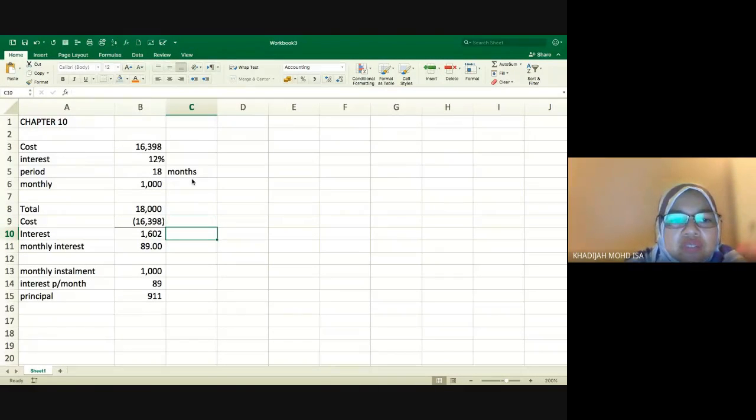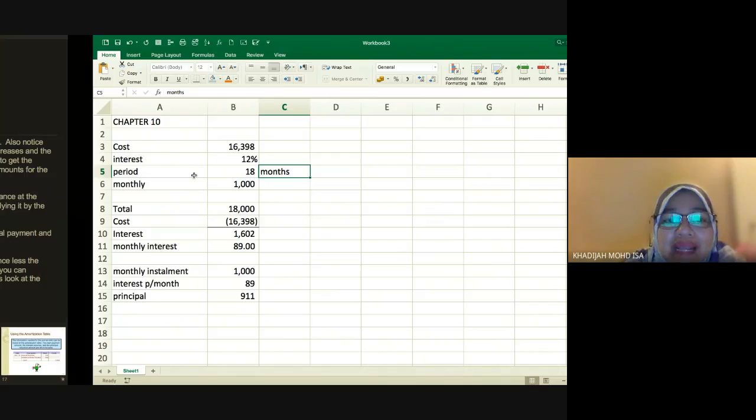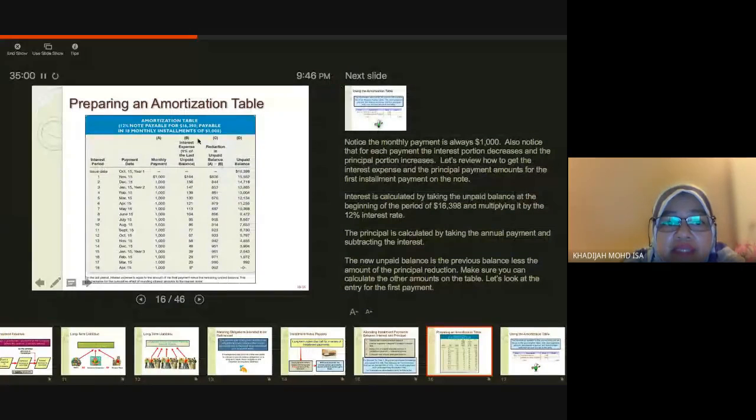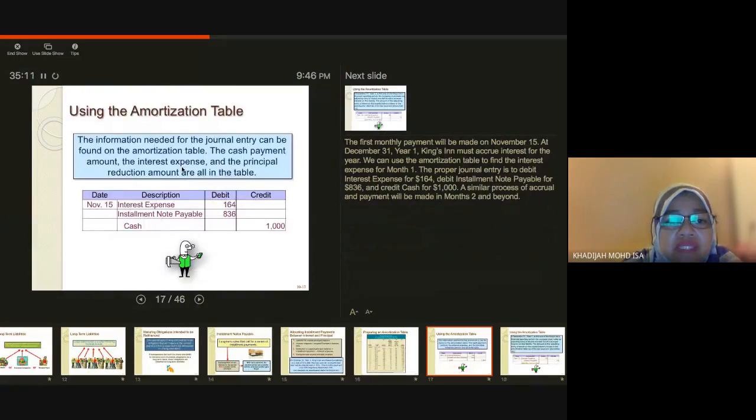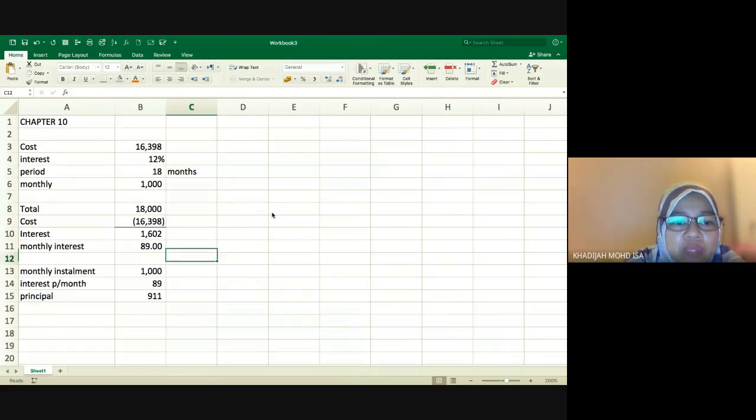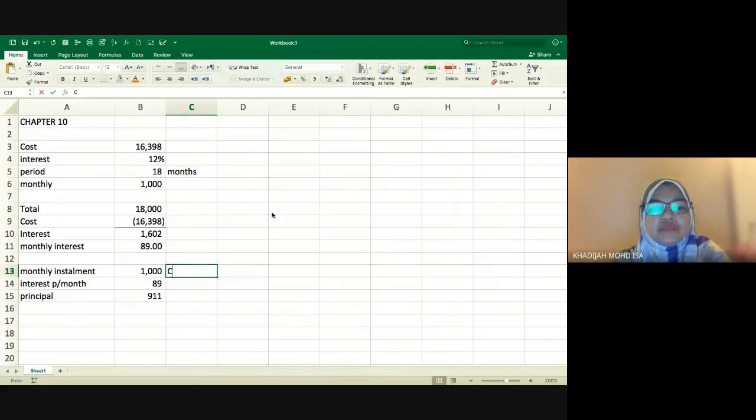So the total interest you pay is that 1,602 lah, on average. So kita pakai a straight line method. But in this case, dia pakai reducing balance. Nampak? Reduction in unpaid balance. Interest expense 1% of the last unpaid balance. So that's how they compute. So it's not very straightforward lah. Okay, never mind. Don't worry about this table. So it's just that when you have that, you see that the interest expense is actually 164, installment note payable is 836, and cash is 1,000. So in our example, you know that every month when you pay, this is your cash, right?